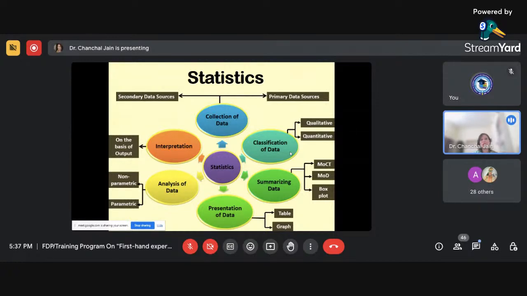So these are the few steps we generally follow in statistics. So I hope I'm clear on this. Am I? Yes, ma'am. Yes, thank you.